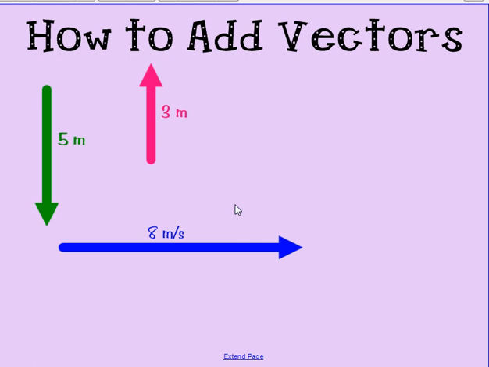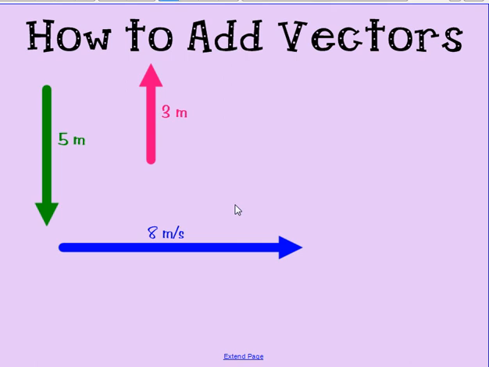What about the pink and the green vectors? Could I add those together by saying 5 meters plus 3 meters equals 8 meters? Once again, the answer is no, because vectors have direction. So when I'm adding vectors, I must pay attention to their direction in addition to their magnitude.